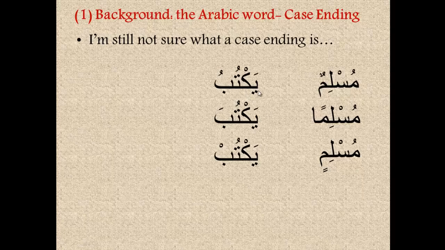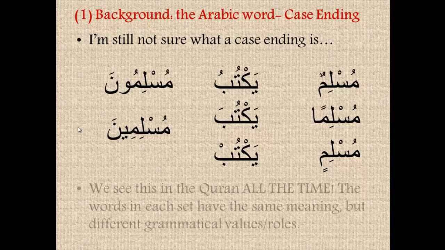The word yaktub, which means he writes or he is writing, is a verb. And we can have, again, three different versions. We can have yaktubu, yaktuba, and yaktub. Again, notice how the endings are different. We have a dhamma, a fatha, and a sukun. And lastly, we have the words muslimuna and muslimina. Both words mean Muslims, but the first version has a waw, and the second one has a ya. Okay, what's going on here?